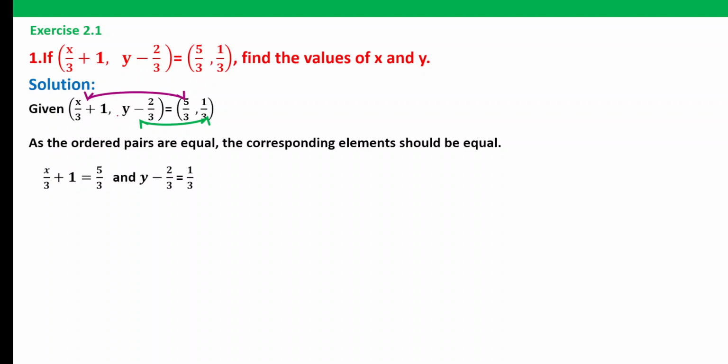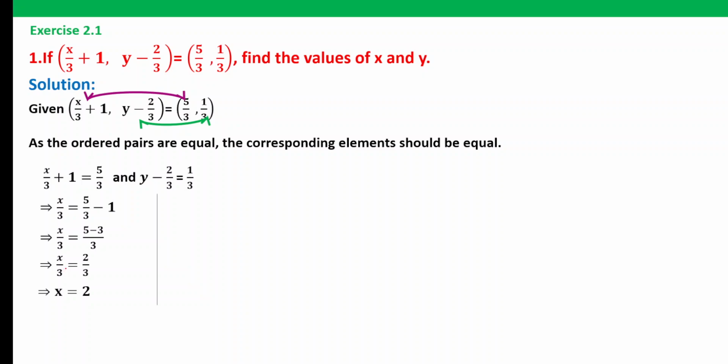Therefore, x/3 + 1 = 5/3 and y - 2/3 = 1/3. Let us solve for x. x/3 = 5/3 - 1. Let us take LCM. So LCM is 3. So we are going to get x/3 = (5 - 3)/3. 5 minus 3 is 2. So x/3 = 2/3. Upon cancelling 3 and 3 in both the denominators, we'll get x value as 2.